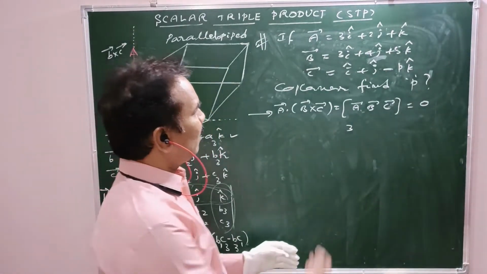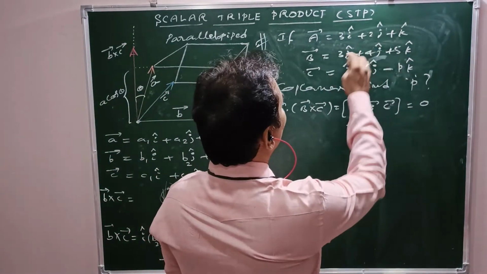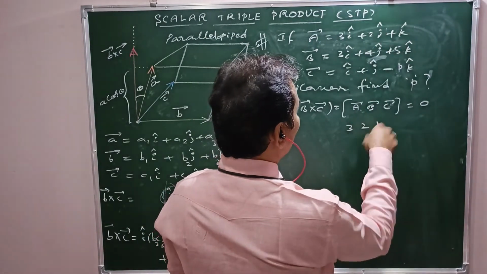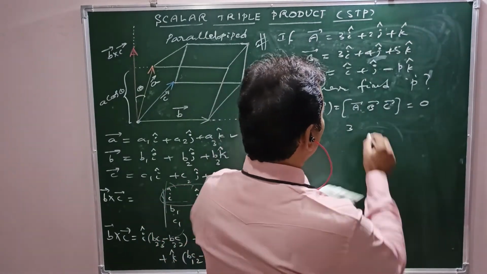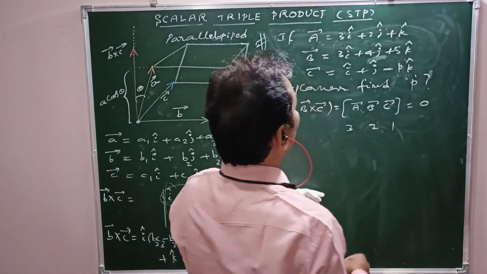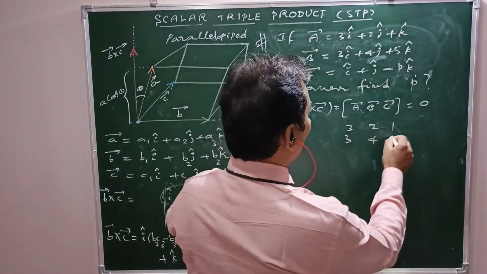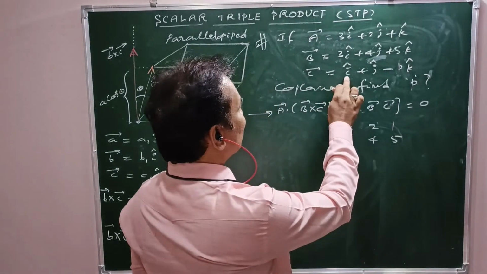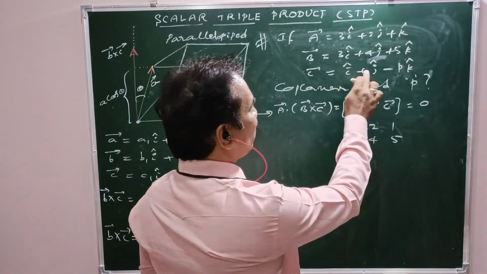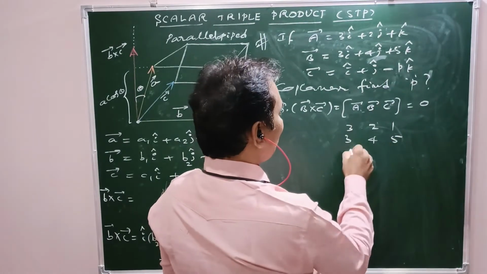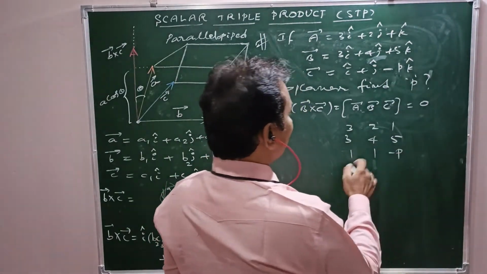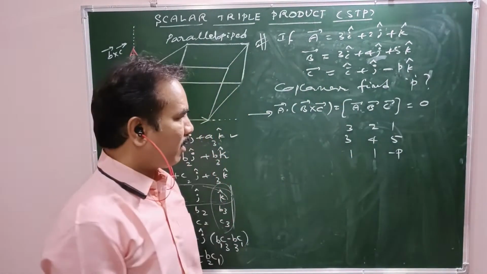Now take the components. A1, A2, A3 is 3, 2, 1. Now B1, B2, B3 is 3, 4, 5. Now C1, C2, C3: C1 means 1, then 1, and 1 minus P. These are the components for C.